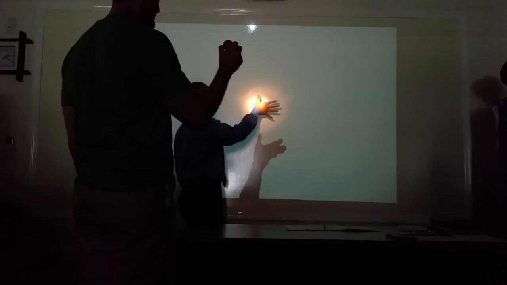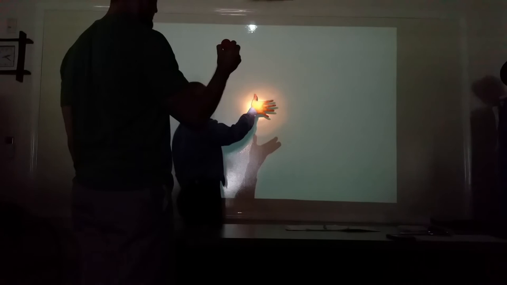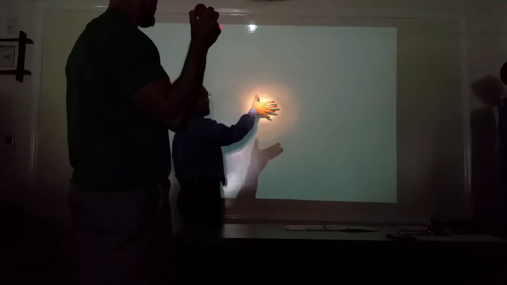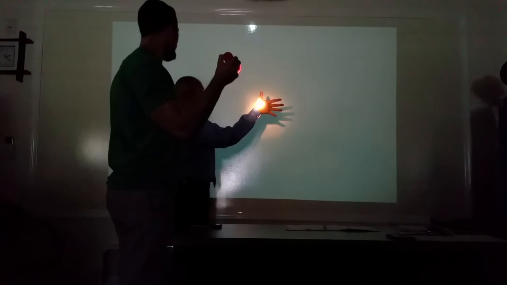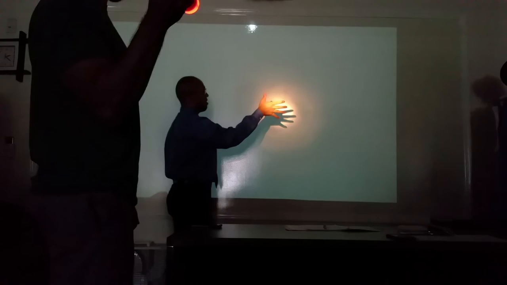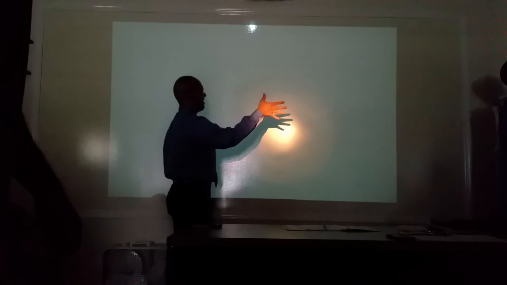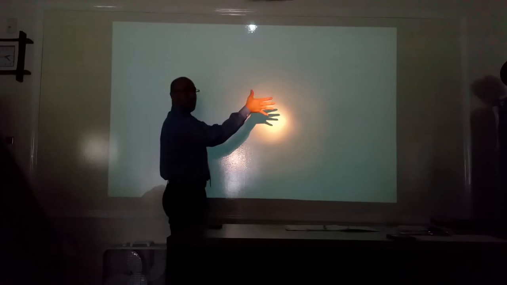Here's my hand. We're looking at the shadow of my hand. What happens when you increase your SID? So let's go ahead and pull the tube away. Here, bring it back a little bit. Stand back right there. Okay, there's my hand. Go ahead and bring the tube back. Keep going. What's happening to the size of my hand? It's getting smaller. Keep going. So the further that you bring your tube away, the less magnification you have.